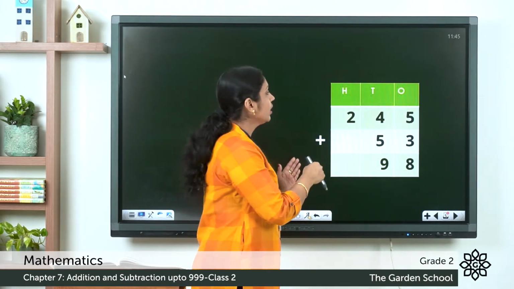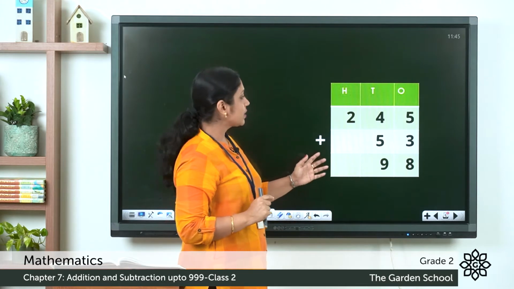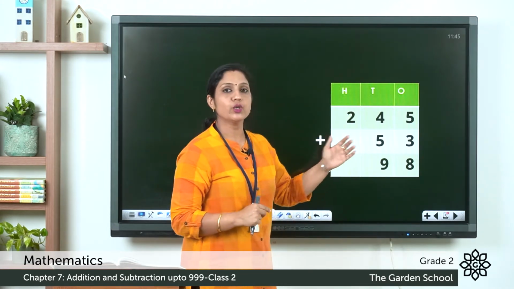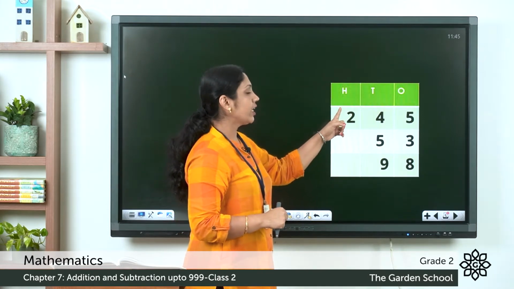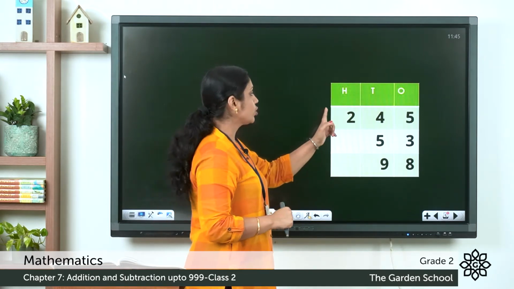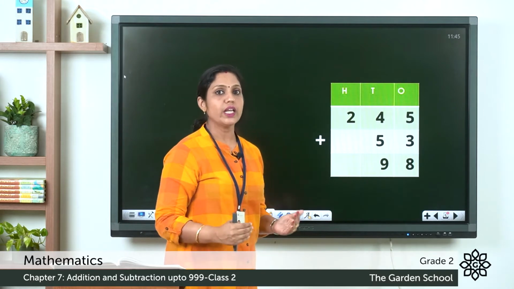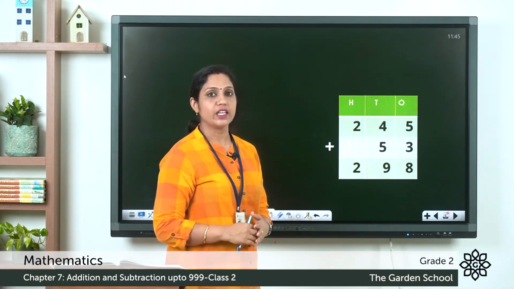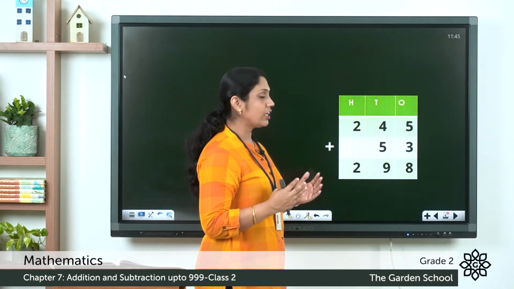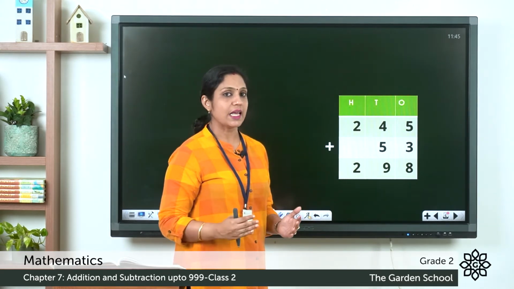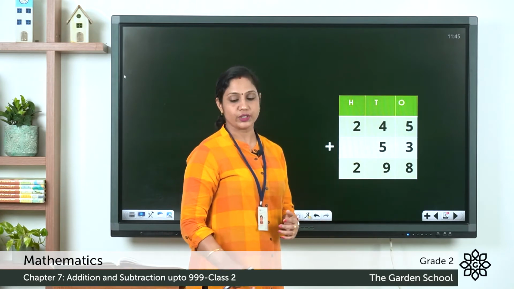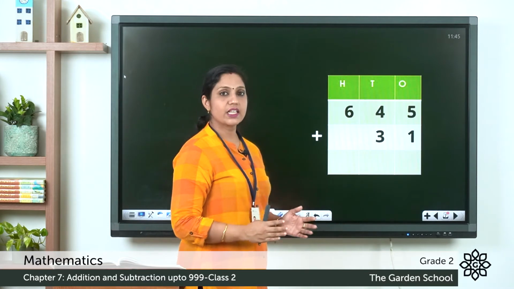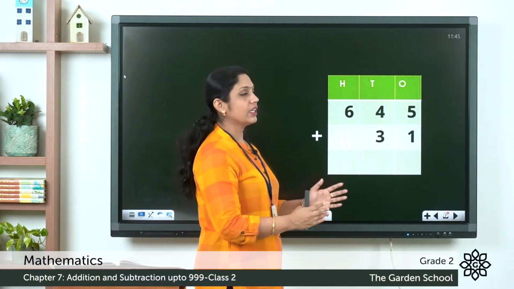Now we have the hundreds place. In the hundreds place we have only 2 here, because we have a 3-digit number and a 2-digit number. So we can write that 2 in the place of the answer. So the answer is 298. When we add 245 plus 53, the sum is 298. Let's look at the next number. We have 645 plus 31.